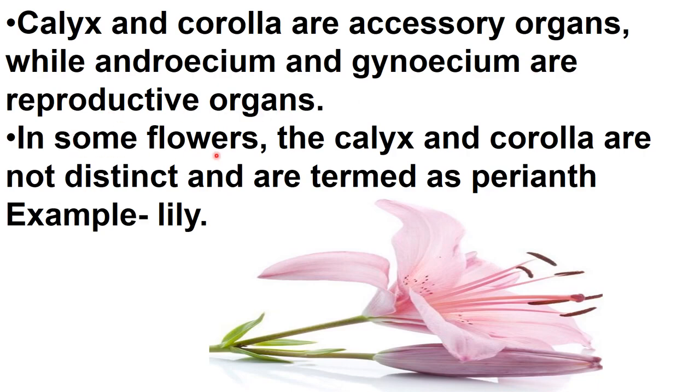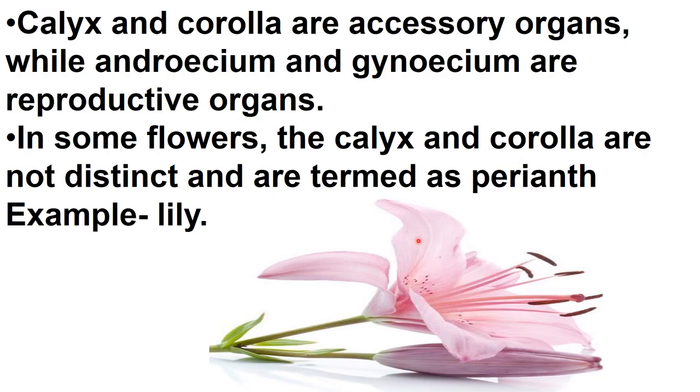In some flowers, the calyx and corolla are not distinct and are termed as perianth. Because here we are talking about the characteristics of flower. So here, in some flowers, calyx and corolla are attached with each other. We cannot separately say that these are calyx and these are corolla. Like sepals and petals are not distinct. So such a condition is called perianth. Combinedly, those calyx and corolla will be called perianth.